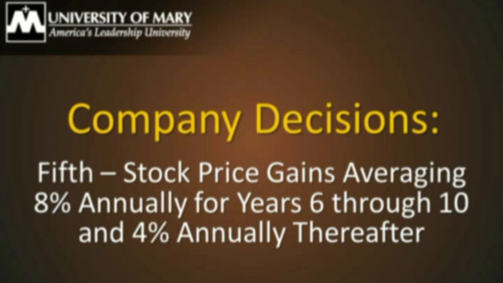The fifth and final criteria is achieving stock price gains averaging about 8% annually for years 6 through 10 and about 4% annually thereafter.